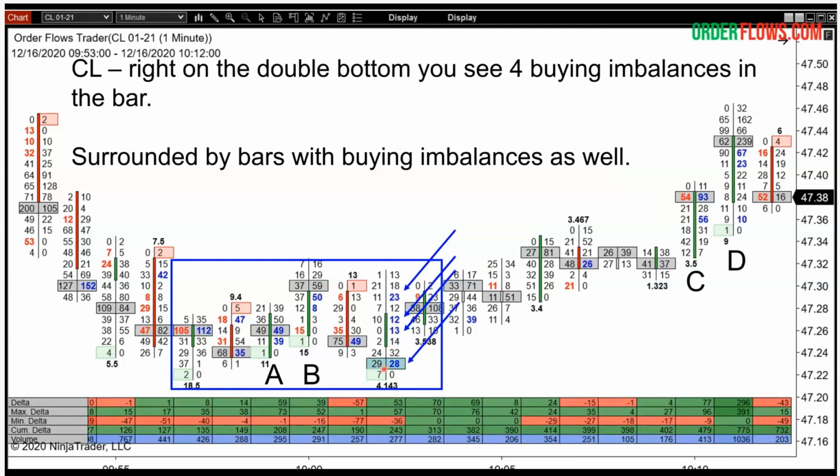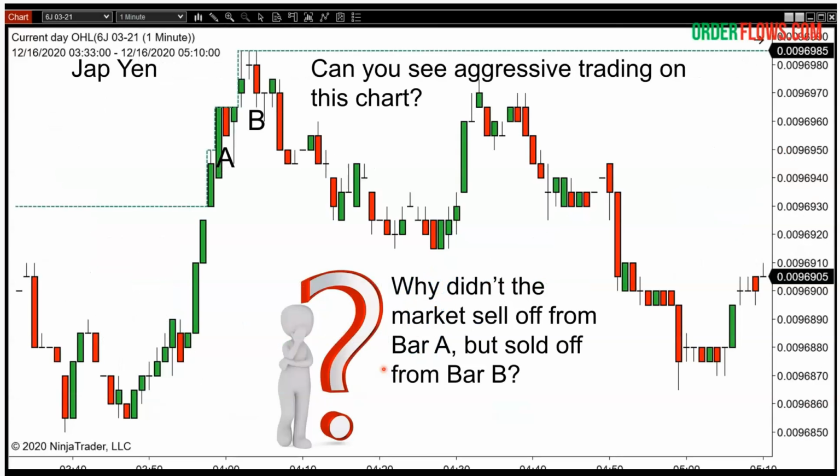So what do you think the market's going to do? You think the market's going to go lower or go higher? Well, when you start seeing a lot of aggressive buying coming in, that's bullish for the market. It's really simple, right? You're not trying to build some spaceship here.